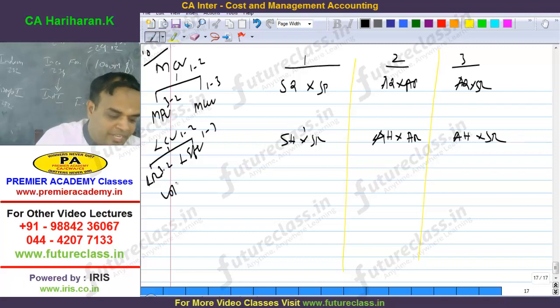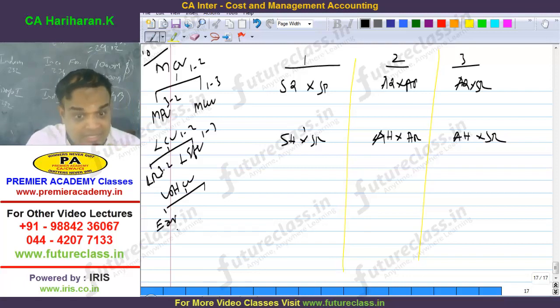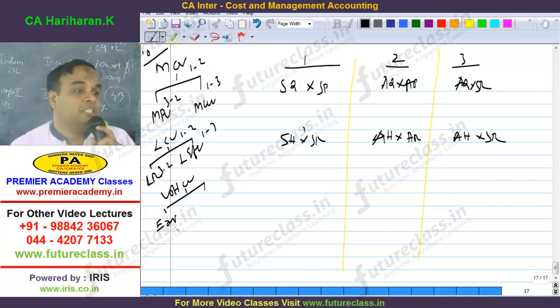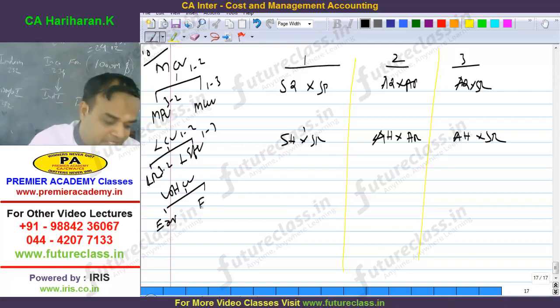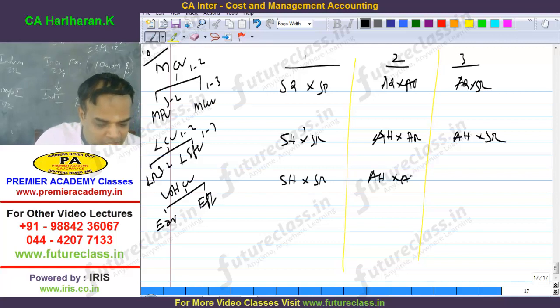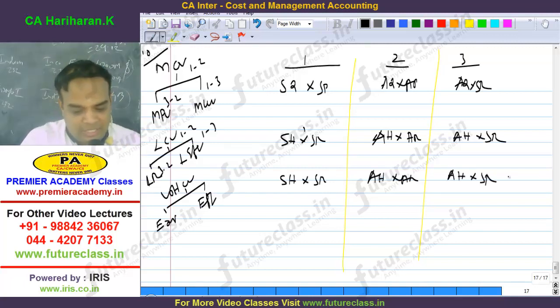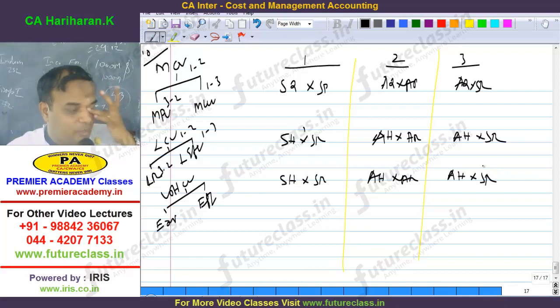Understood? Now, variable overhead cost variance can be classified into what and what? Expenditure variance and efficiency variance. E and E. Many people used to write expenditure and volume. It is expenditure and efficiency. Say 1 minus 2, 1 minus 3, 3 minus 2. Listen here. 1 represents standard hours into standard rate, actual hours into actual rate, actual hours into standard rate. With respect to formula, are labor and variable overhead similar or same? Similar, not same.